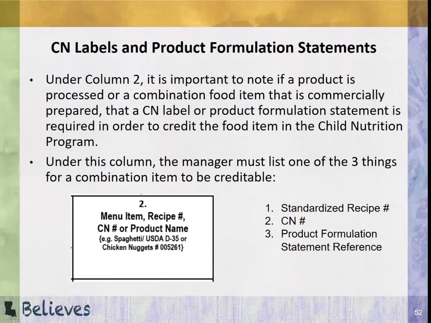CN labels, fact sheets, and product labels provide a way for food manufacturers to communicate with school program operators about how their products may contribute to the meal pattern requirements for meals served under the child nutrition programs. The next slides will cover how and what information should appear on CN labels. Note that under column 2, a CN number, product formulation statement, or recipe name and number must be present in order for the food item and/or components to be creditable. Without this information, an SFA cannot prove that reimbursable meals were served to students for claiming purposes.